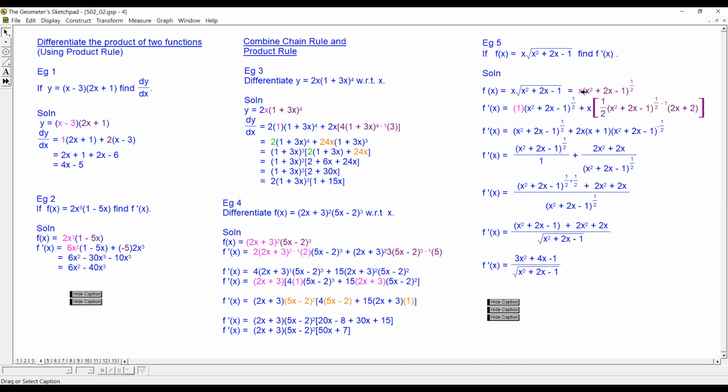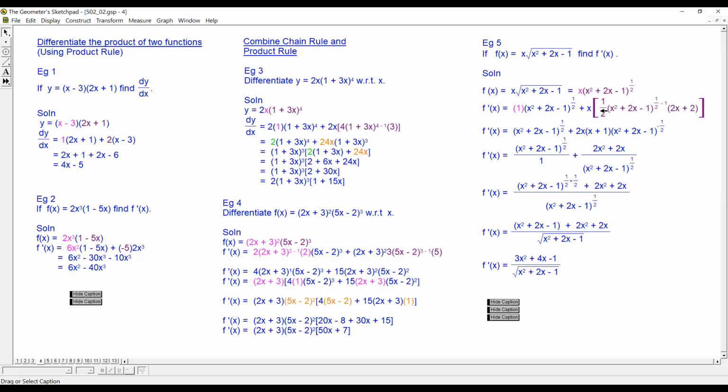I differentiate the pink color first. Differentiate x becomes 1. The other function, I just copy down exactly the same, both the bracket and the index. Everything copy the same. Now, the function x, don't differentiate, just copy down. Now you differentiate the purple color. This is a composite function, so you have to differentiate the bracket first.